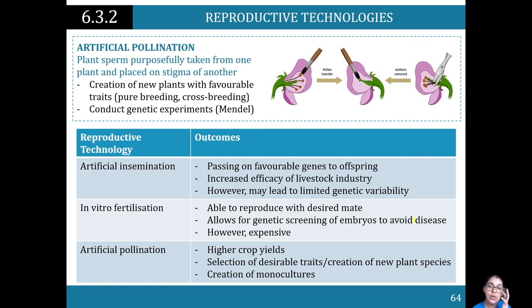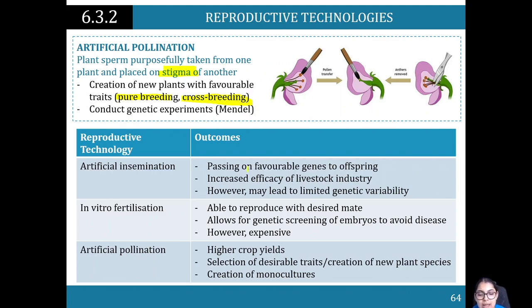Okay, here we go. Reproductive technologies: artificial pollination. Plant pollen is purposefully taken from one plant and placed on the stigma of another plant. If you want to know these terms again, it's a really good revision for Module 5 as well. It leads to the creation of new plants with favorable traits, through pure breeding or crossbreeding, and genetic experiments, like Mendel's experiment, can also occur here.